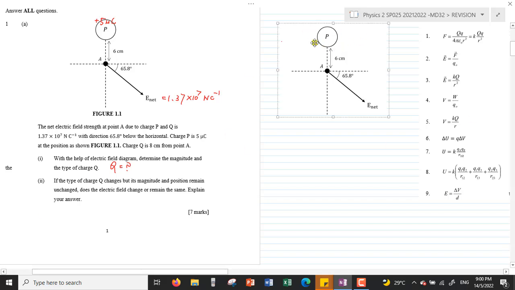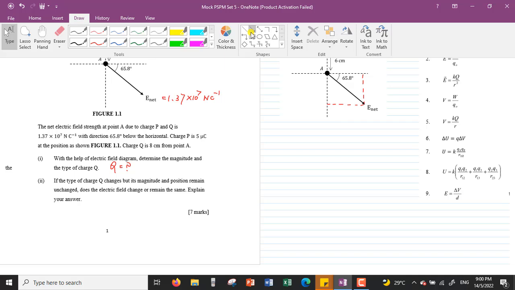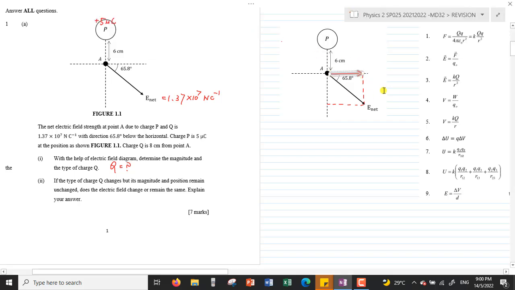So we need to draw the electric field diagram in order to solve the question. I recopy the figure. Obviously the net electric field at point A, which acts at an angle of 65.8 degrees, we can resolve into two components, component X and also component Y. After we resolve E net into these two components, we can see the E component Y is the electric field created by charge P.